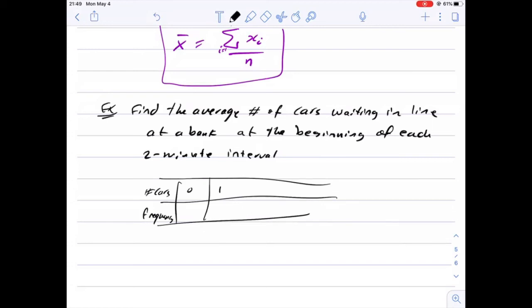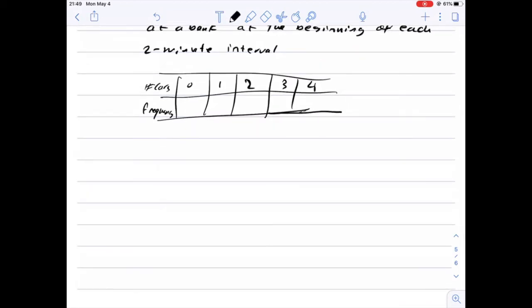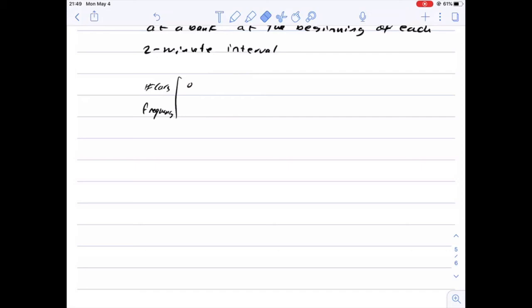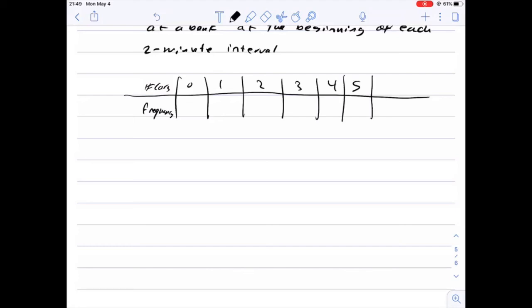So number of cars 0, 1, 2, 3, 4, 5. I'm going to add more values, 6, 7, and 8, and the frequencies are 2, 9, 16, 12, 8, 6, 4, 2, 1. Now we can denote number of cars by X and frequencies by F.